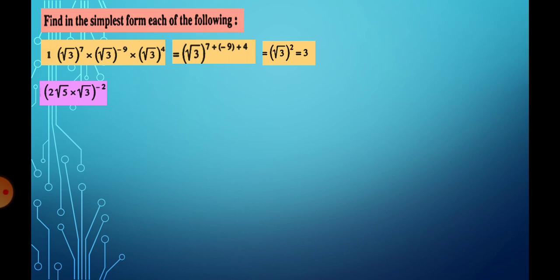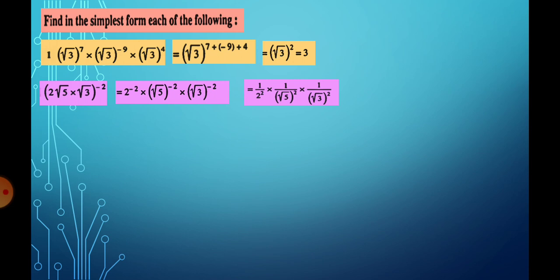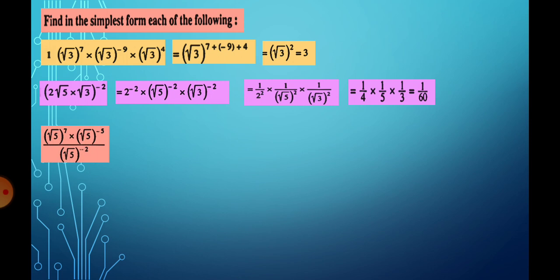Number 2: (2 root 5 times root 3) to the power negative 2. Here we distribute the power to all the bases. So we can write 2 to the power negative 2 times root 5 to the power negative 2 times root 3 to the power negative 2. It will be 1 over 4 times 1 over 5 times 1 over 3, which equals 1 over 60.